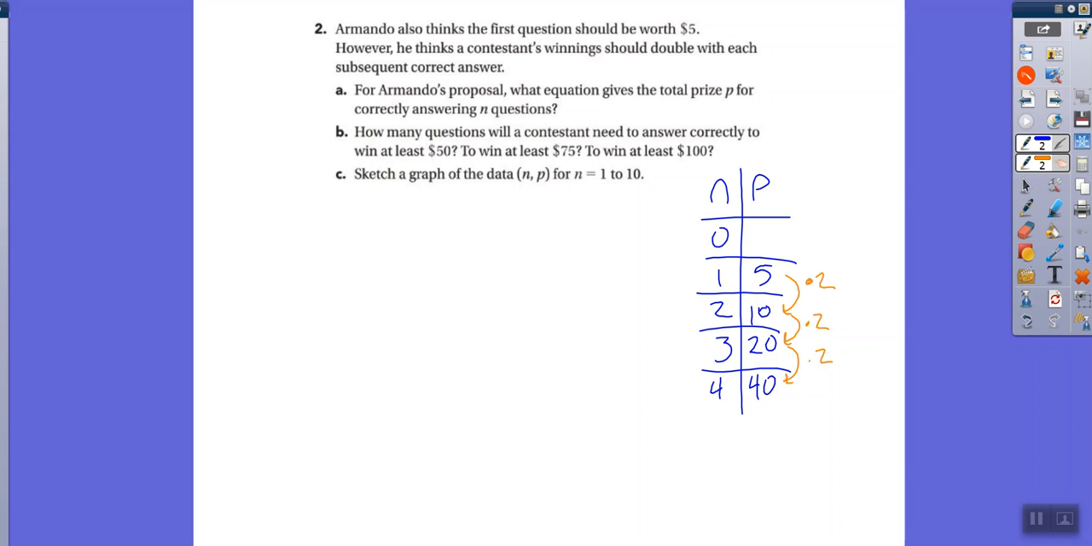And so to get the y-intercept, I have to work backwards. So something times 2 is 5. Well, that something clearly is 2.5. 2.5 times 2 is 5. And so my equation is going to be P is equal to, well, an equation of an exponential relationship is going to be written in the form y is equal to a times b to the x power. So my y-intercept is 2.5 times 2 to the power of n.